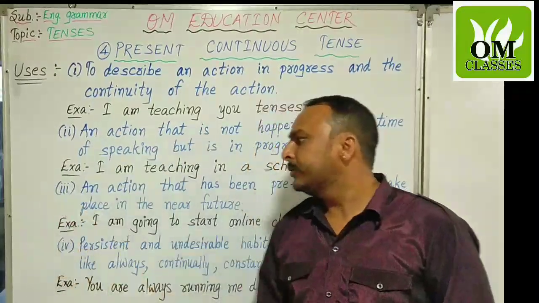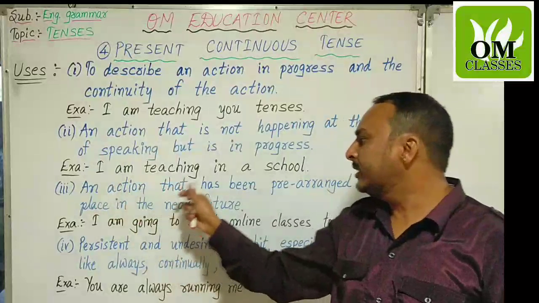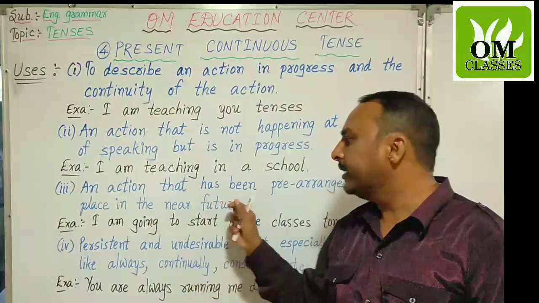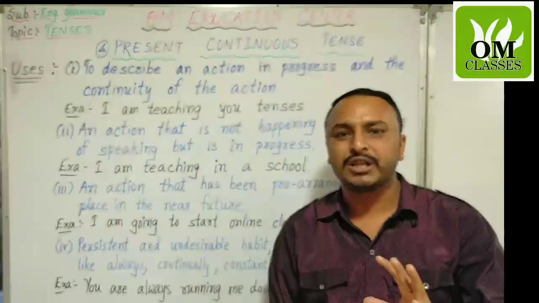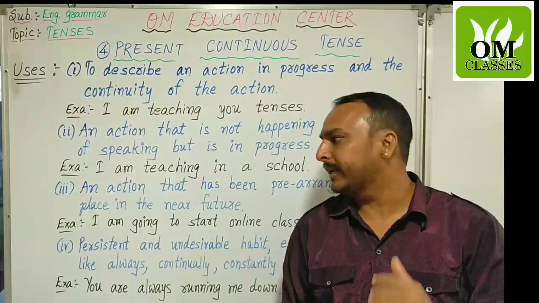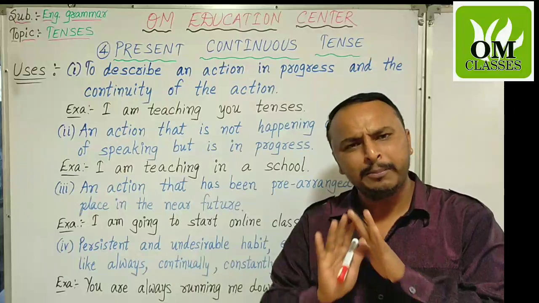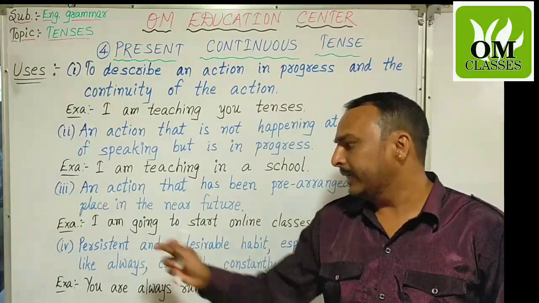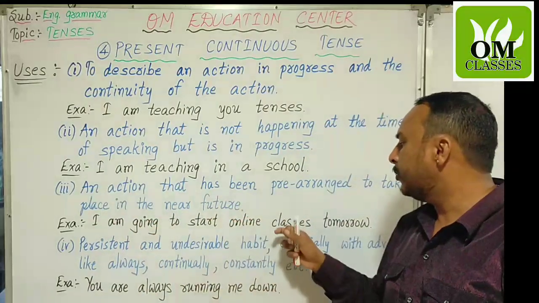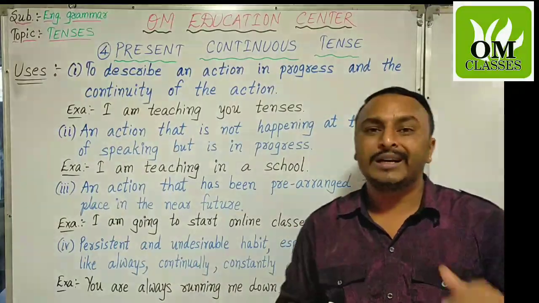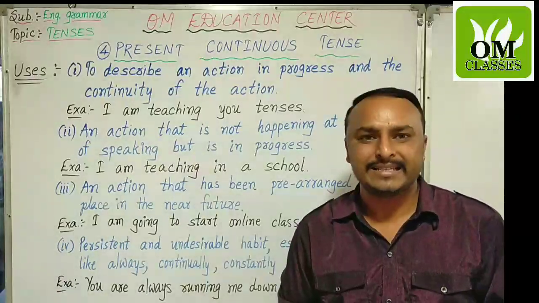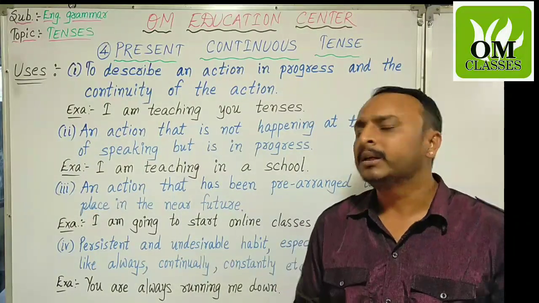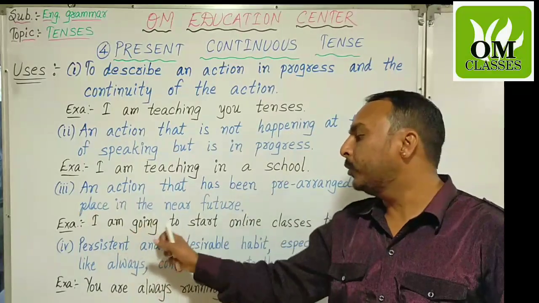Let's see the third use. An action that has been pre-arranged to take place in the near future. ऐसी एक्शन मैंने आपको पार्ट 2 में भी बताया था कि कोई ऐसा काम जो हमने ऑलरेडी प्री प्लान कर दिया है और नियर फ्यूचर में ऐसा होने वाला है. जैसे आई एम गोइंग टू स्टार्ट ऑनलाइन क्लासेस टुमारो. कल से मैं आपके ऑनलाइन क्लासेस जूम एप्लीकेशन पे स्टैंडर्ड 5 से लेके 12 तक स्टार्ट करने वाला हूं. आई एम गोइंग टू स्टार्ट.